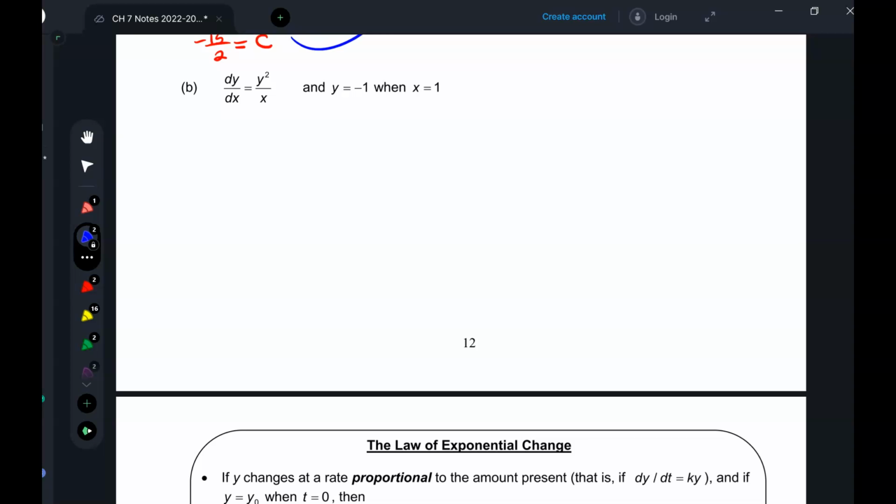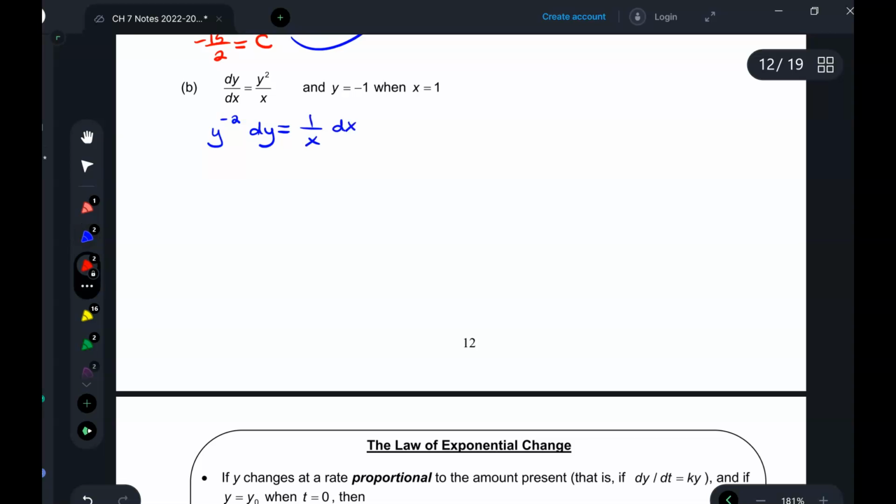I'm going to move the dx over and get the y squared divided. I'm going to write that as y to the negative 2 dy. And this is going to be 1 over x dx. Integrate, integrate. So we're going to get y to the negative 1 over negative 1, or negative 1 over y. And this is going to give us our natural log, absolute value of x, plus c.